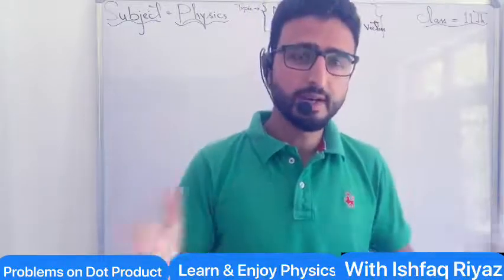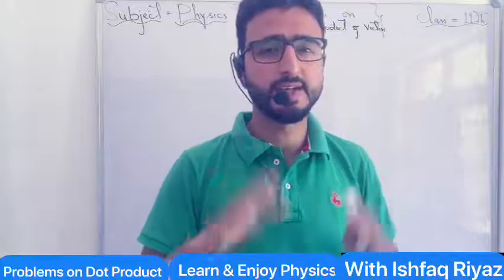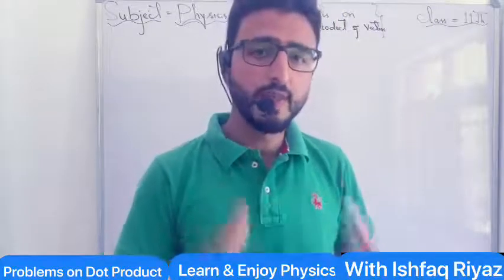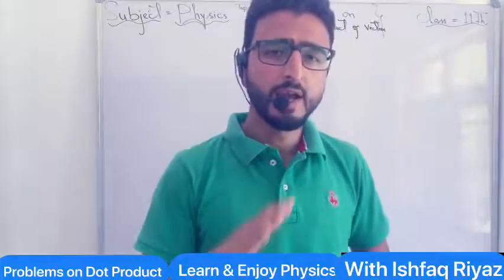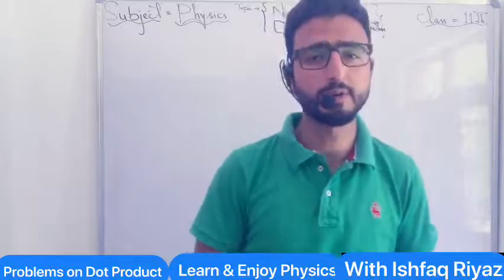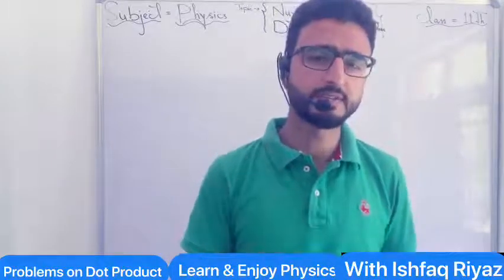We discussed the definition of the dot product of vectors, that is A dot B. Simply it is equal to AB cos theta. It is also called the scalar product of the vectors. Why? Because it always gives a scalar quantity.